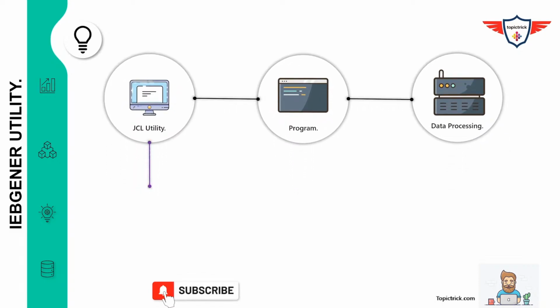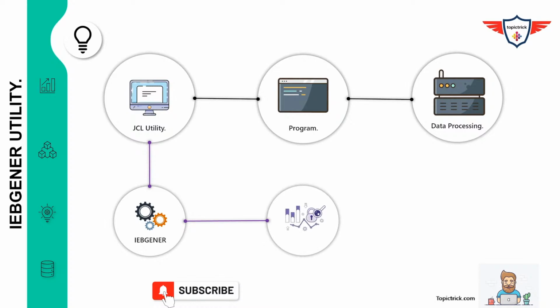The IEBGENER utility is a copy program that has been a part of the operating system since the first release of OS/360. One of its many uses is to copy a sequential dataset, a member of a partitioned dataset or PDS, or probably z/OS UNIX System Services files such as HFS files. As a result, this utility can be used to back up or restore sequential datasets.